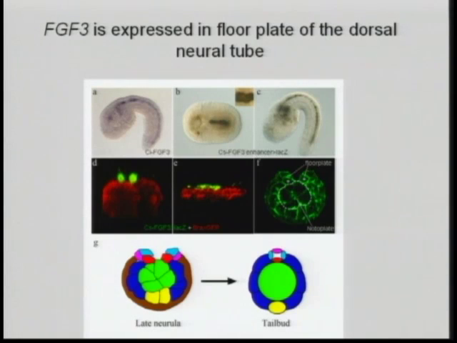So to answer that question, let's look at the expression pattern of the FGF ligands in Ciona. Again, Ciona has only 6 FGF ligands as opposed to 24 in vertebrates. They have non-overlapping expression patterns, and I quickly found that there's only one FGF ligand, FGF3, that's expressed in the immediate proximity of the notochord.